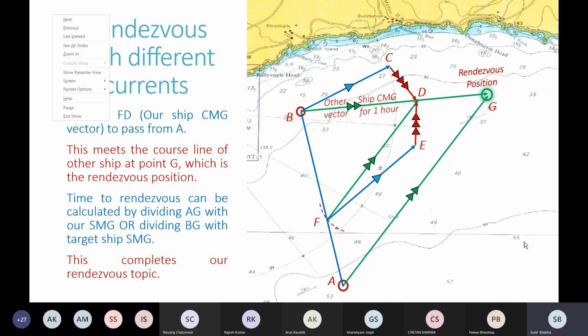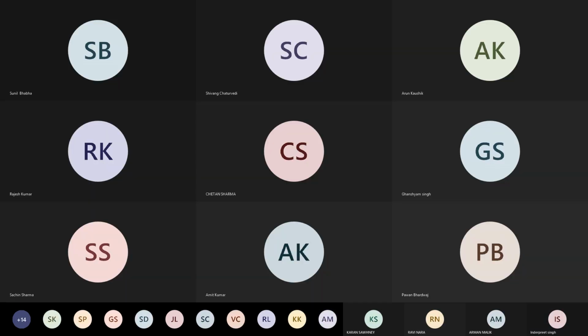Okay, beta, all right. Any doubts? No, sir. Very good. So this basically completes the rendezvous topic. The third topic which we did, that is with the different current, it very rarely appears in your paper. But even if it comes now, you know the method, you know the technique with which to tackle it.